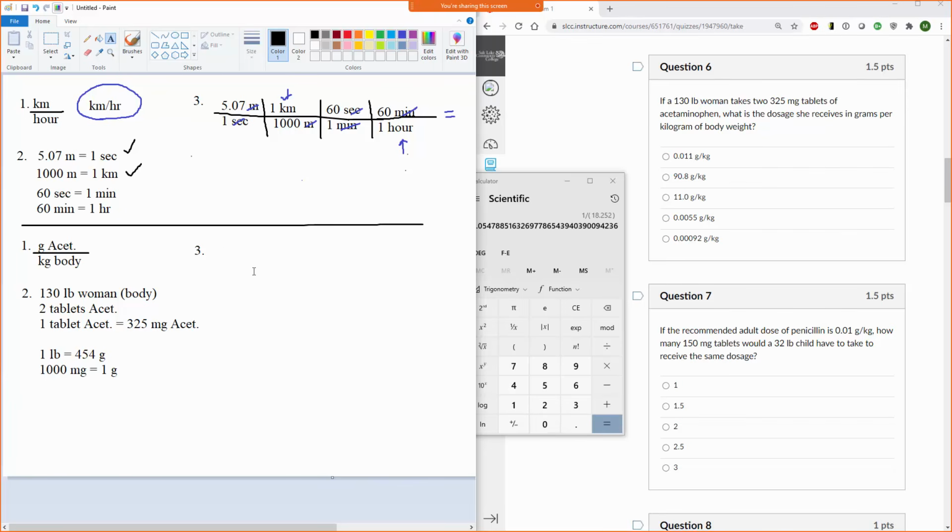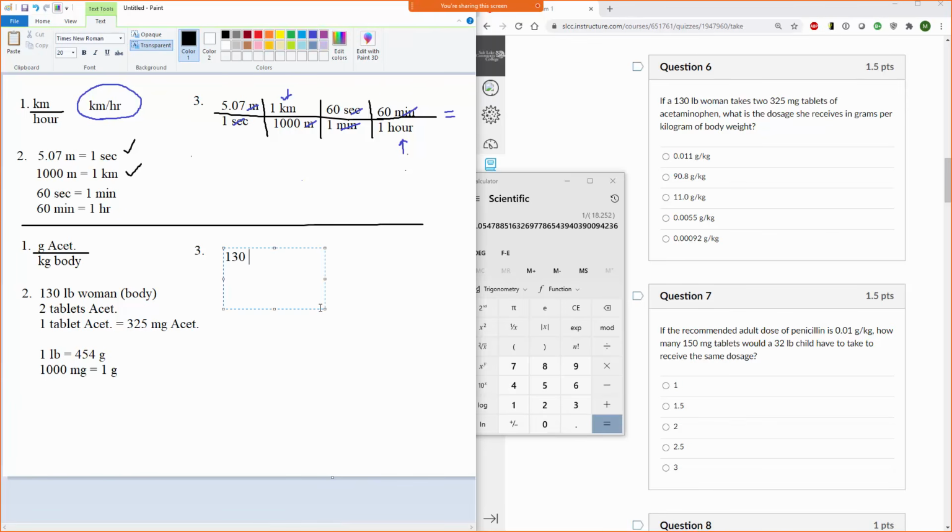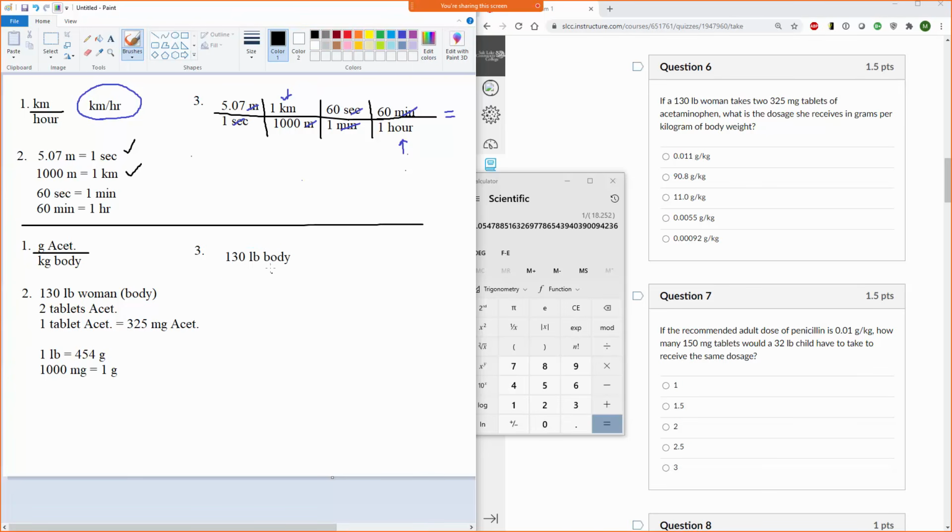Where shall I start? 130 pound woman's. Okay, perfect. 130 pound body. Okay. What shall I do next?